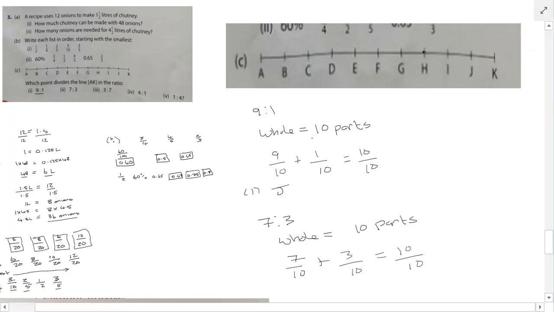If we sit on this point here, we see that this side is going to have 7 parts, and this side is going to have 3 parts. If we add the whole of them together, it's 10 parts. So 7:3 is just how you're splitting it up. Converting it into fractions, this is going to be 7/10, this side is going to be 3/10, and the whole thing is 10/10. So the answer to question 2 is going to be H.